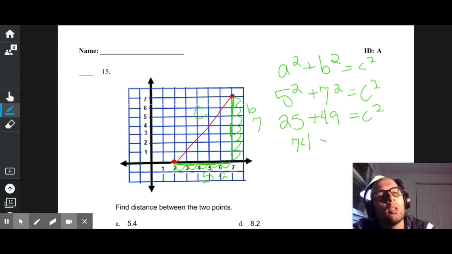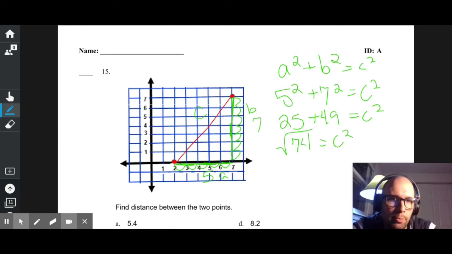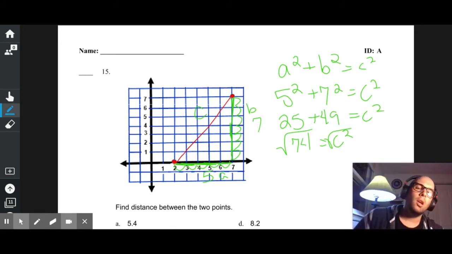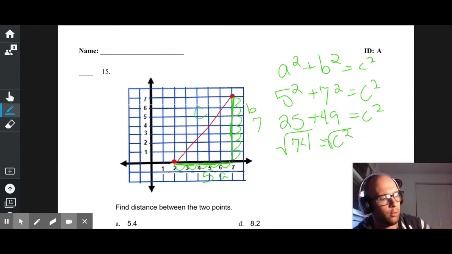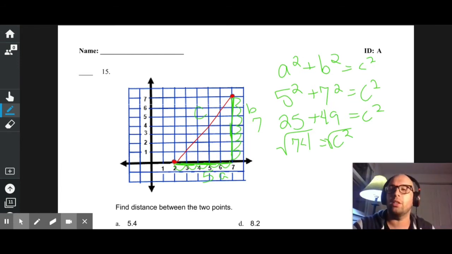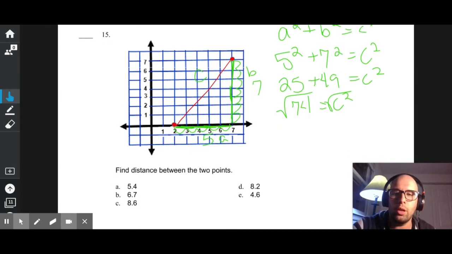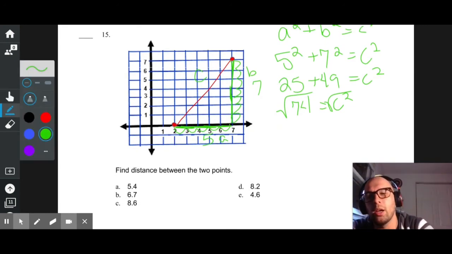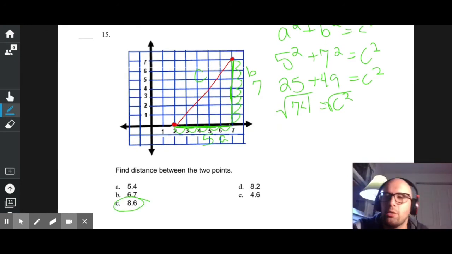74 equals c squared. Let's square root it. And I know square root of 74 is going to be in between 8 and 9. But I'm not sure exactly what it is. So 74 square rooted is 8.6. So there you are, letter C, 8.6.